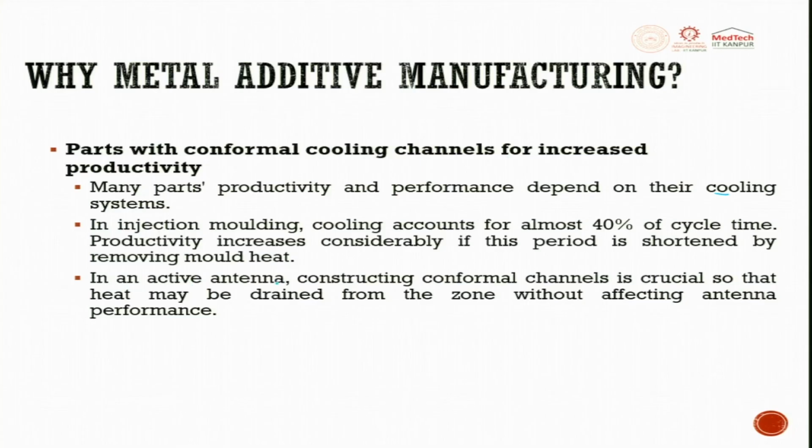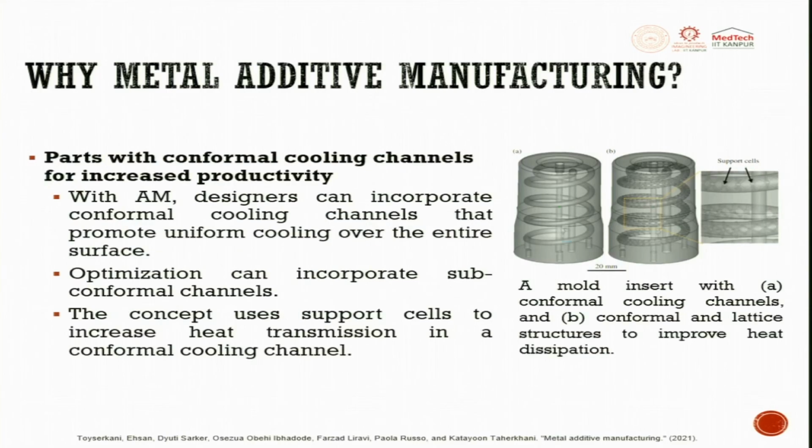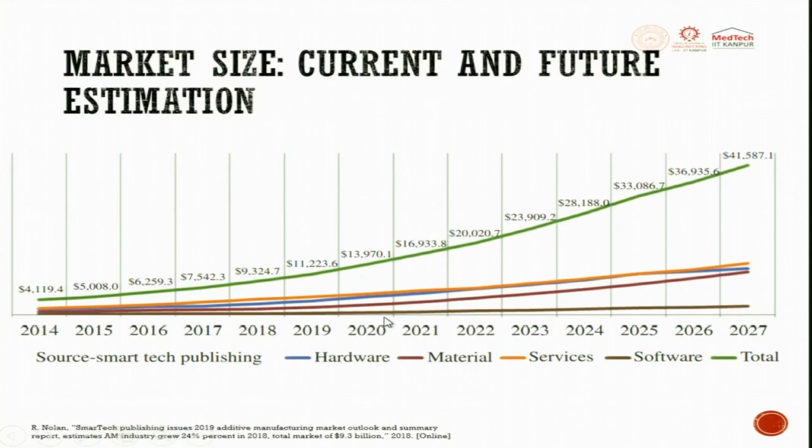In an active antenna, constructing conformal channels is crucial so that heat may be drained from the zone without affecting the antenna performance. With AM, designers can incorporate conformal cooling channels that promote uniform cooling over the entire surface. Optimization can incorporate subconformal channels. The concept uses support cells to increase the heat transmission in a conformal cooling channel.